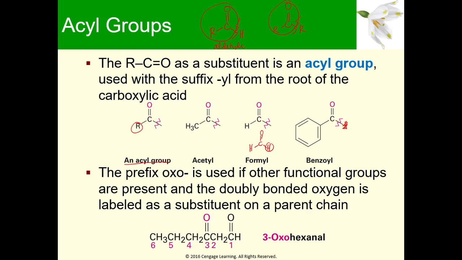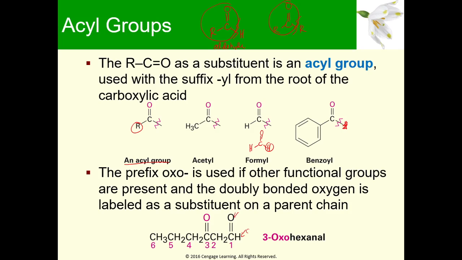Okay? So this one, the prefix oxo is used if other functional groups are present and the doubly bonded oxygen is labeled as a substituent on a parent chain. So, how do we name it? It looks like a dione. It is not a dione, because dione only works when this part is also a carbon. But since this is not attached to another carbon, this part is just an aldehyde. So, how do we name that?